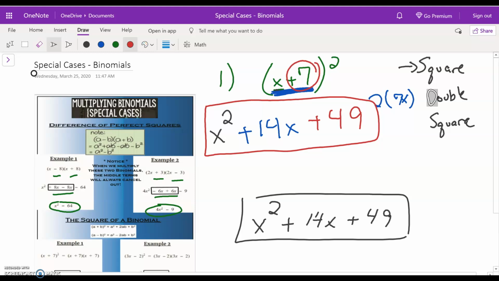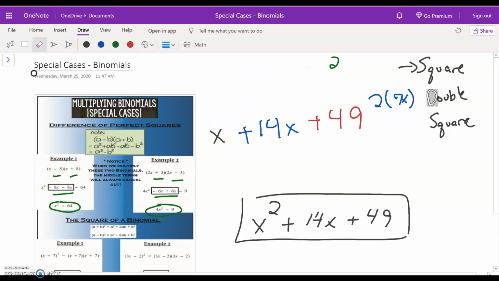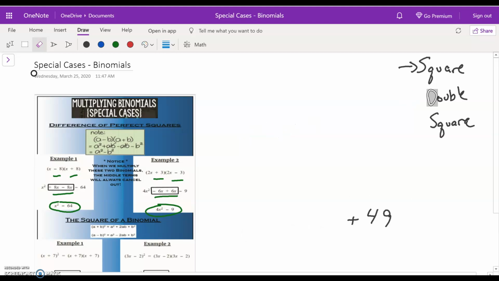Again, square that first term, take everything inside, multiply it together, double it, and square your last term. And I will show you guys one more example. What I'll do is I will use the shortcut first, and then I will confirm it by the use of the area method.